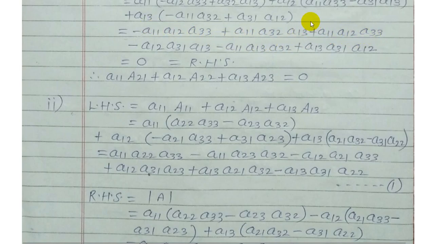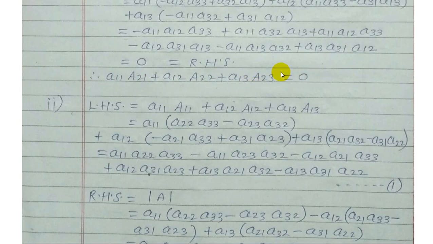First term cancelled with the third term, second term cancelled with the fifth term, and fourth term cancelled with the sixth term, right? You can cross them out. So this will be 0 equal to RHS. Therefore, A11, A21 plus A12, A22 plus A13, A23 equal to 0.